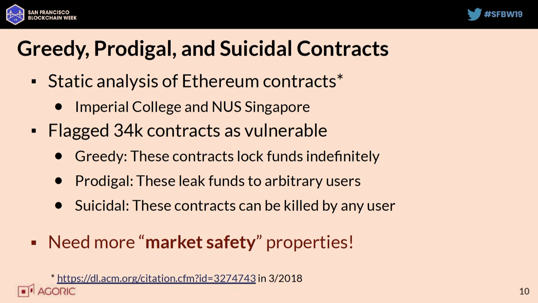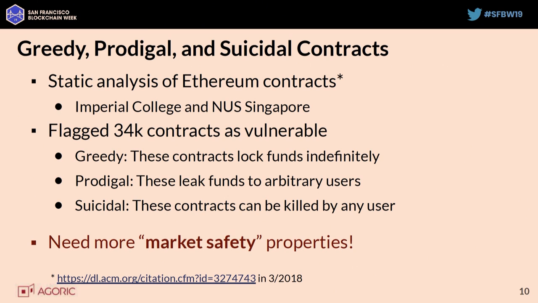Okay, so in March of 2018, a paper came out where they did a static analysis of a whole lot of Ethereum contracts and identified, in this case, 34,200 contracts that had one of these three vulnerabilities, where greedy means money goes in and it doesn't come out, which is a great work if you can get it. Prodigal means that money goes in and someone not party to the contract can abscond with it. So, if someone absconds with the money I gave to the auctioneer, that means I'm not going to be able to give it back to the losers because the auctioneer simply doesn't have it, right? And then suicidal means that money goes in and then the contract dies and nobody gets their money back.